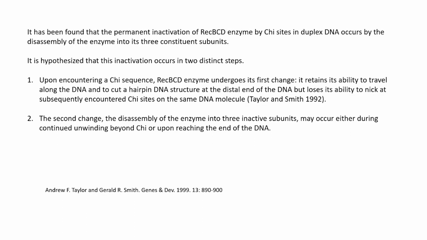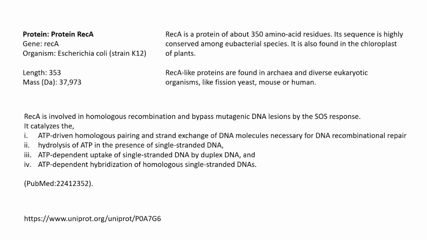It is hypothesized that this inactivation occurs in 2 distinct steps. Number 1, upon entering a chi sequence, the RecBCD enzyme undergoes its first change. It retains its ability to travel along the DNA and cut a hairpin DNA structure at the distal end of the DNA, but loses its ability to nick at subsequently encountered chi sites on the same DNA molecule. The second change, the disassembly of the enzyme into 3 inactive subunits, may occur either during continued unwinding beyond chi or upon reaching the end of the DNA molecule.